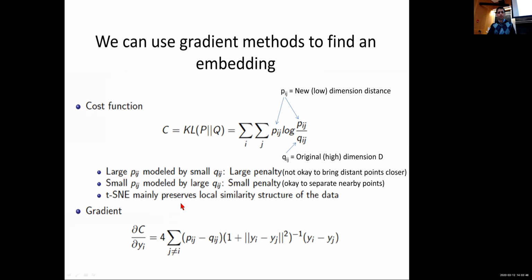So what t-SNE does is it mainly preserves the local similarity structure of the data. And this gradient is simply going to be taking the derivative of that thing relative to yi. And I'm basically going to be optimizing over this space. So it's going to be an iterative approach. And at every iteration, I'm going to be optimizing that gradient and then mapping that space from the original high dimensional space into a low dimensional space.